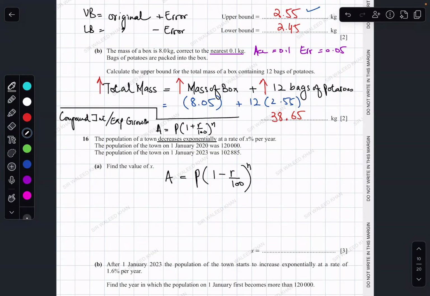So to find the value of the rate, tell me, what will be our final value and what will be the initial? Initial would be 120,000. And final? 102,885. Yes. That is because 2020 is the previous year, right? So that will be the starting value. And we can see that after 3 years, the new value is 102,885. So that's the final value.